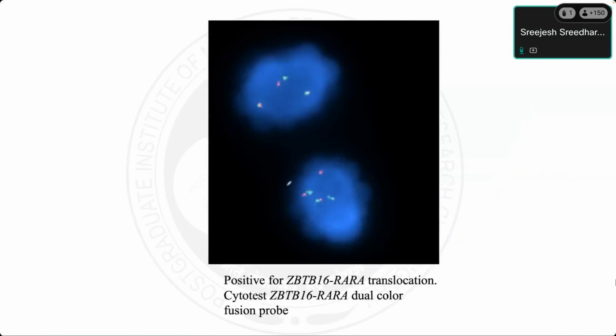We also had this ZBTB16-RARA probe, so we did it, and it showed 2 fusions. See this red and orange coming together, and separate orange and red. So this is positive for ZBTB16-RARA rearrangement. If it is also negative for this, we should go for RNA-seq, basically NGS. In routine NGS we use DNA as the starting material. For identifying fusions, we have to start from RNA. So if you use targeted RNA sequencing, we can identify the partner.